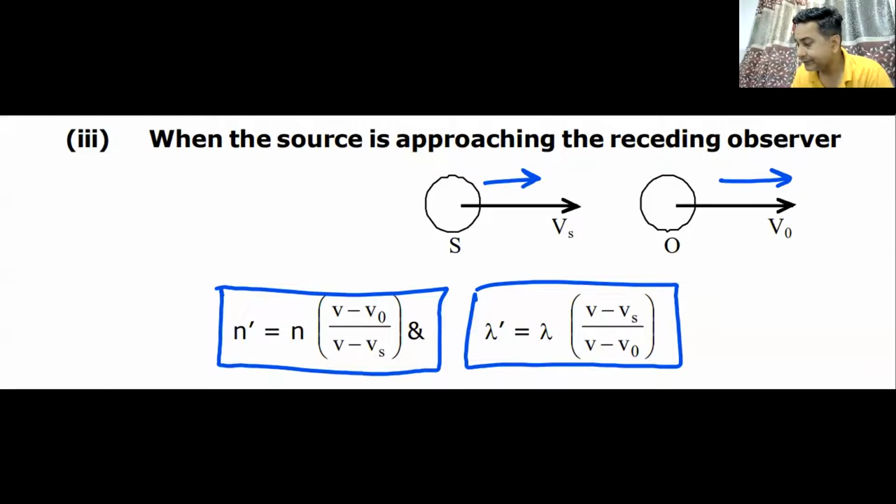We start again. In this case, the source is approaching and the observer is moving away. So this is a combination of case number one, where the source is approaching, and case number four, where the observer is moving away. It is divided by V minus Vs and multiplied by V minus V naught. Do we understand this? Please take a note. I'll give you a minute.